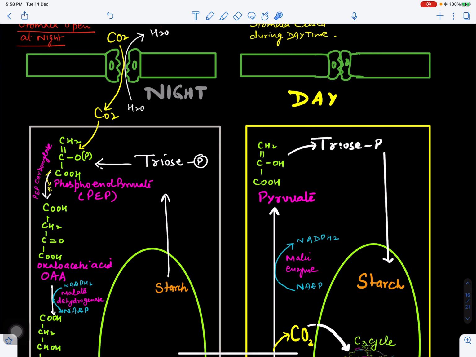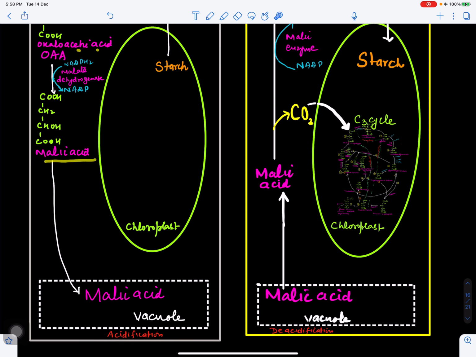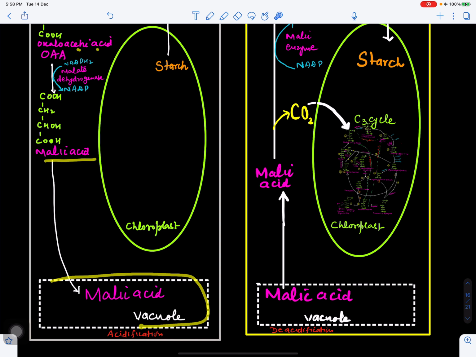Now this oxaloacetic acid is reduced, because NADPH2 will donate 2 hydrogens and oxaloacetic acid will get converted to malic acid. At this position hydrogens are added and this will form the malic acid product. So first oxaloacetic acid is produced, then malic acid is produced. Now this malic acid will get stored in the vacuoles. This storing of malic acid in the vacuole is called acidification.